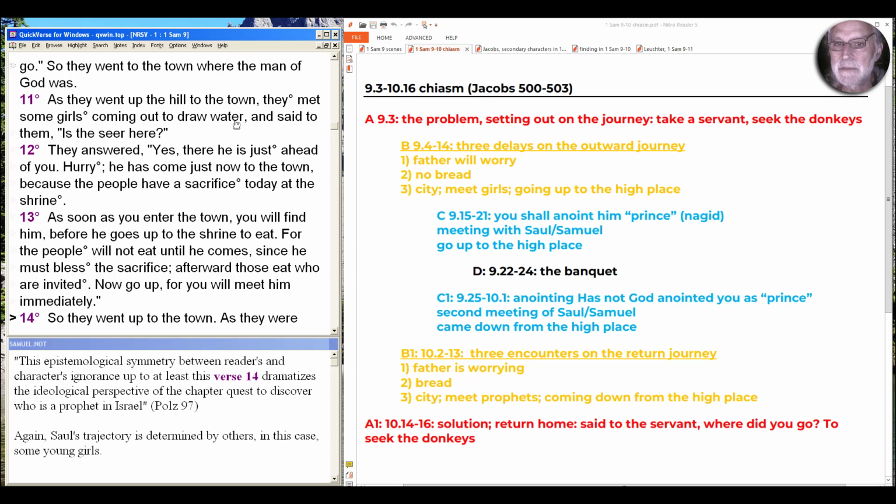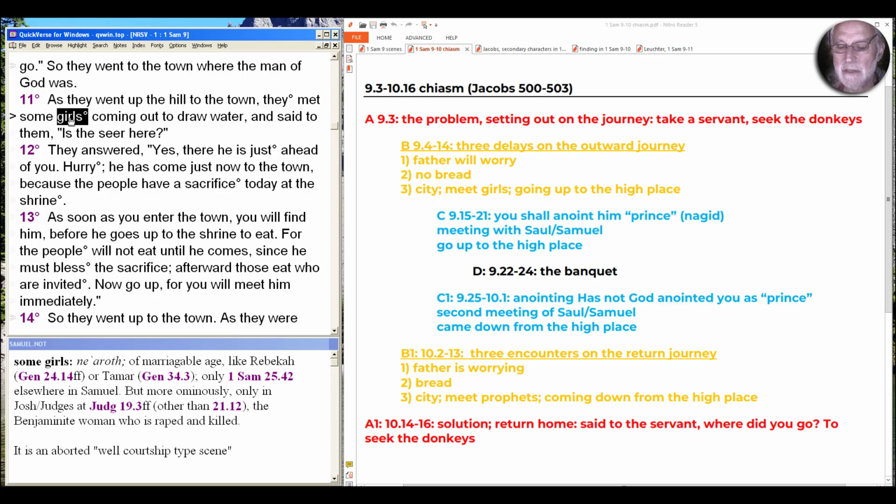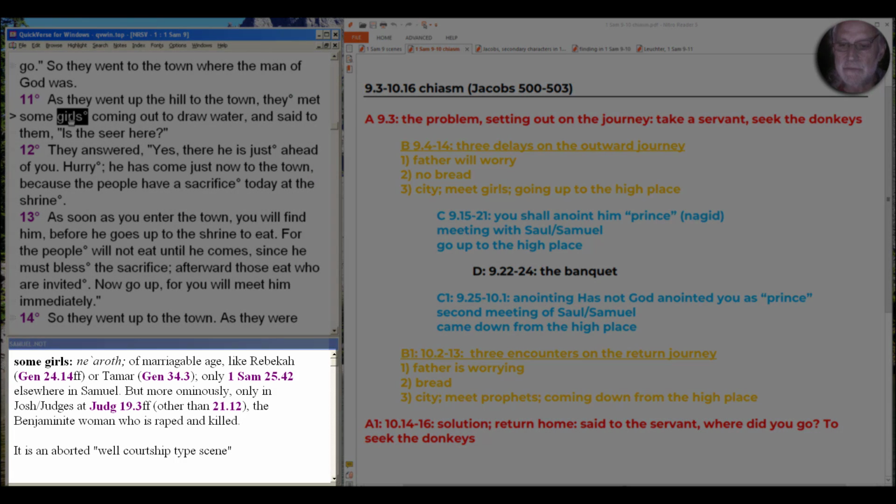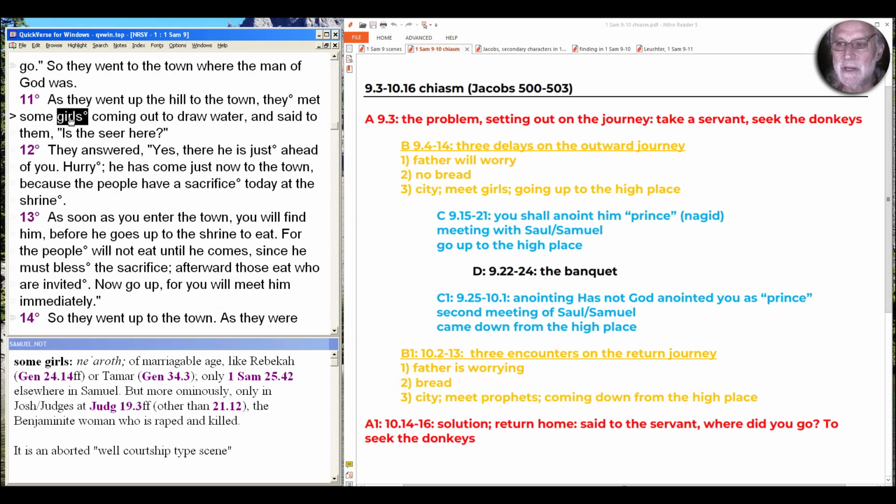As they went up the hill to the town, they met some girls coming out to draw water. And the Hebrew for girls here, na'aroth, means girls of marriageable age, as you can see from the examples in Genesis. And this is the only one of two examples of this in Samuel. Two things this might evoke. Robert Alter, who is one of the people responsible for the idea of a type scene, not unique to him, suggests this is fitting in with the stories that you see in Genesis, where Rebecca meets her, if not her future husband, at least the agent of her future husband, Abraham's servant, in Genesis 24. And then a generation later, Jacob meets his wife Rachel at the well, and then ends up with both Rachel and her sister Leah there.